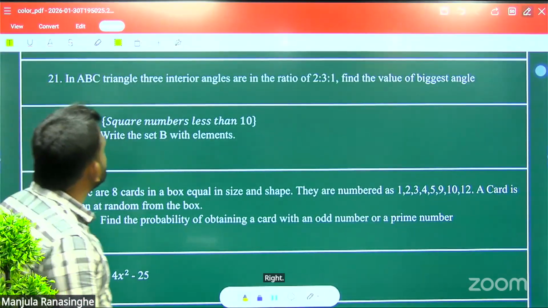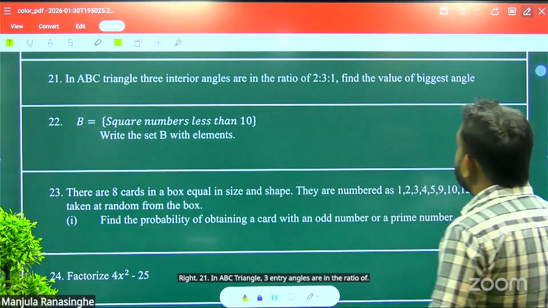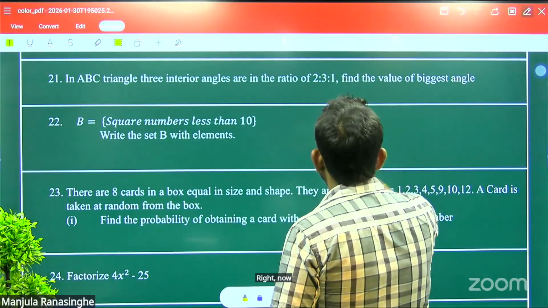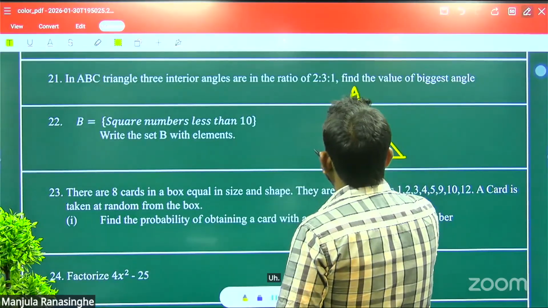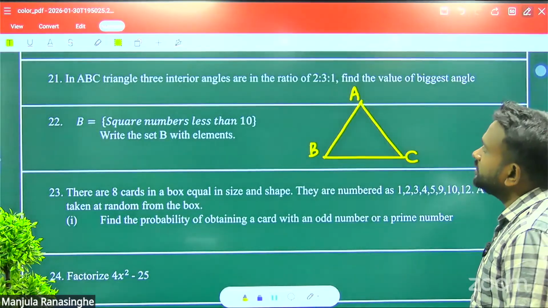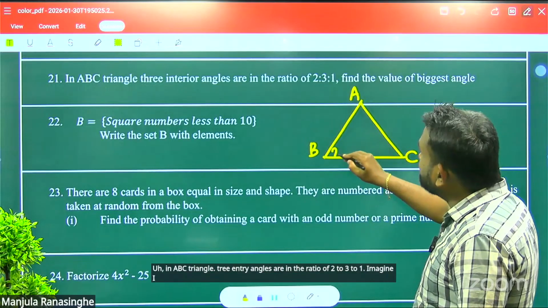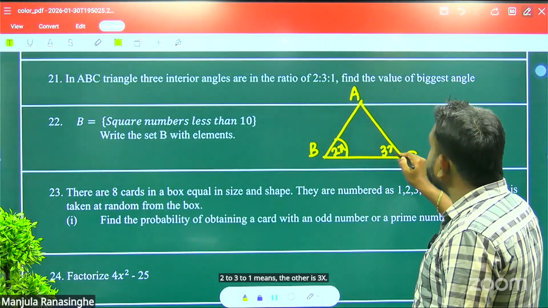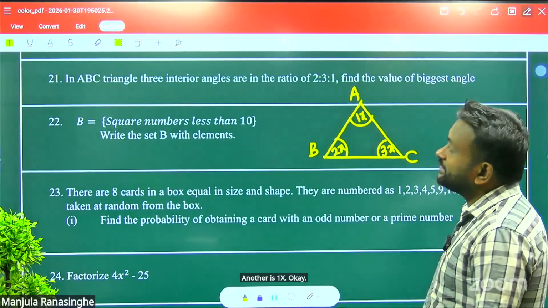21. In triangle ABC, the three interior angles are in the ratio of 2 to 3 to 1. Find the value of the biggest angle. Right. Now they mention, in triangle ABC, three interior angles are in the ratio of 2 to 3 to 1. Imagine I write one as 2x. 2 to 3 to 1 means the other is 3x, and the other is 1x. Find the value of the biggest angle.